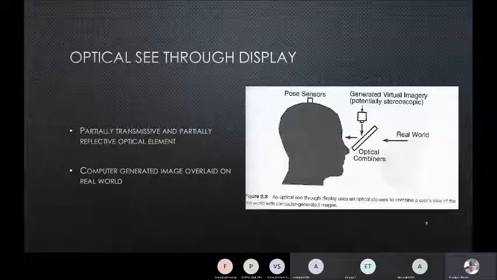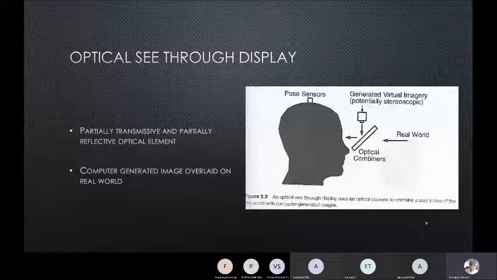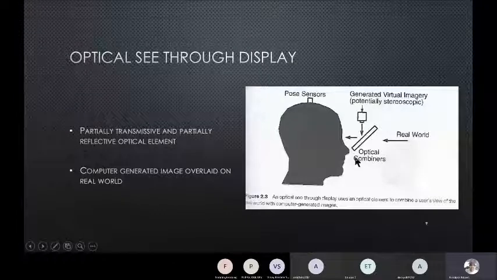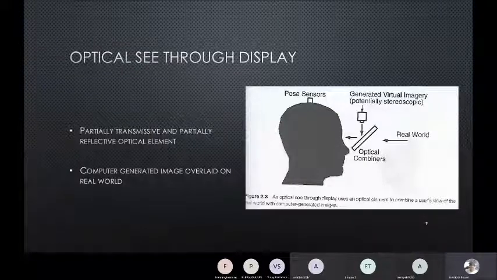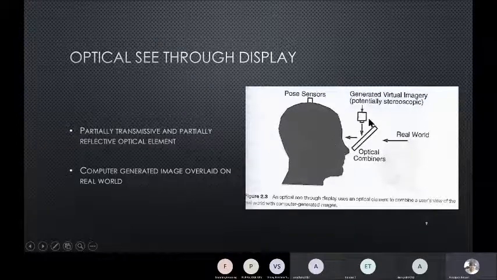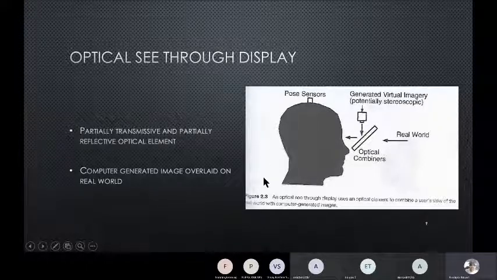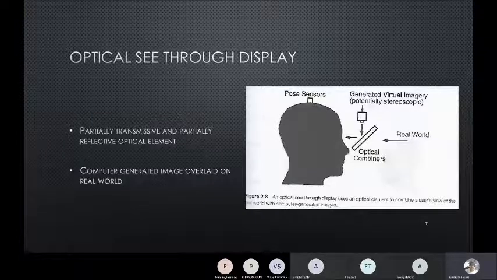So this is the very simple arrangement of an optical see-through display. The real world is coming from the right-hand side, and we have an optical combiner, and then we are generating virtual annotations on the optical combiner. The user is looking at the real world, but he is also seeing the virtually generated object. Ideally it should also have a pose sensor for head movement, so wherever the user is looking, the display should move synchronously with his head.